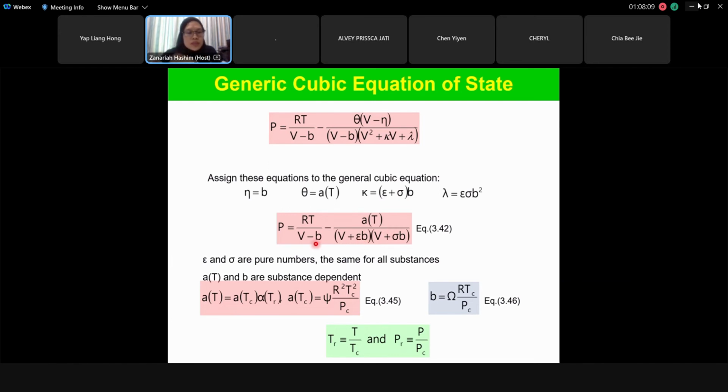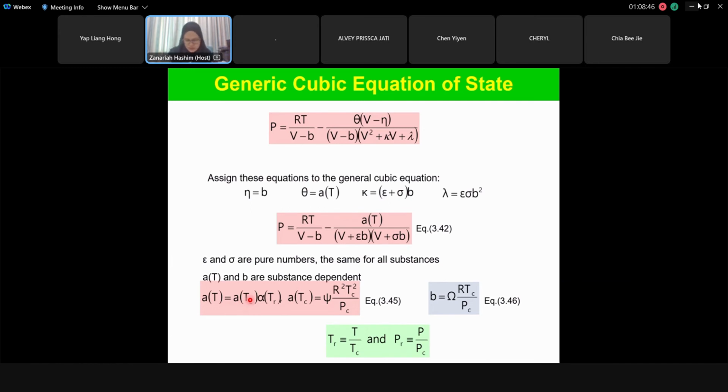Okay, so here you have P equals RT over V minus B, and then you have this epsilon and then sigma. Okay, and then here A, yang ini A bukan A darab T. This is A as a function of T. Okay, so here epsilon and sigma are pure numbers, the same for all substances. Okay, A as a function of T and B are substance dependent. So this is the equation for A. So A equals A.